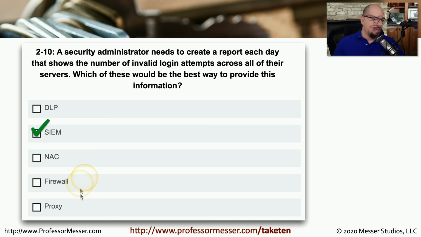A firewall generally does not provide any type of authentication and certainly not centralized reporting, so that would not be the best choice for this particular task. And a proxy is very good for allowing or disallowing direct access to devices over the network, but it's not very good for reporting on any type of login problems. The best way to provide this information is with a security information and event manager.